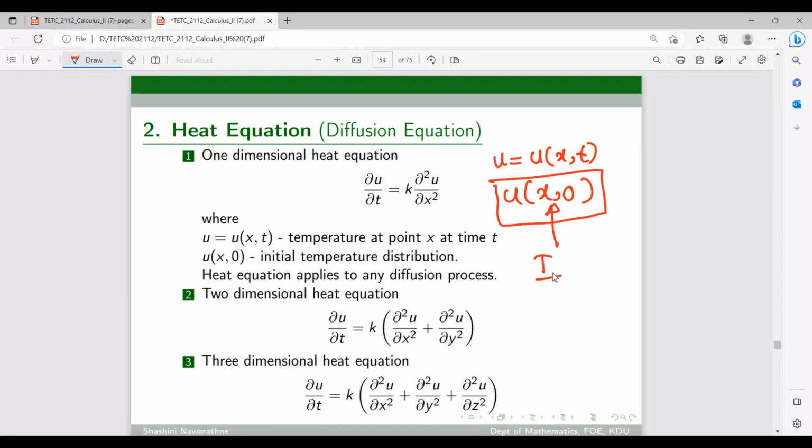X equal to 0 is not the initial case. Here the initial temperature is what we measure when the time is equal to 0.